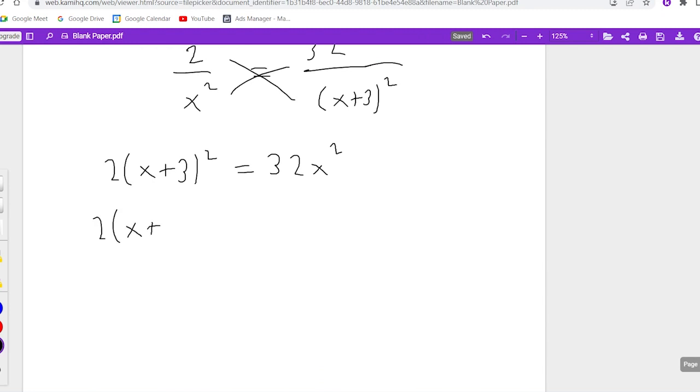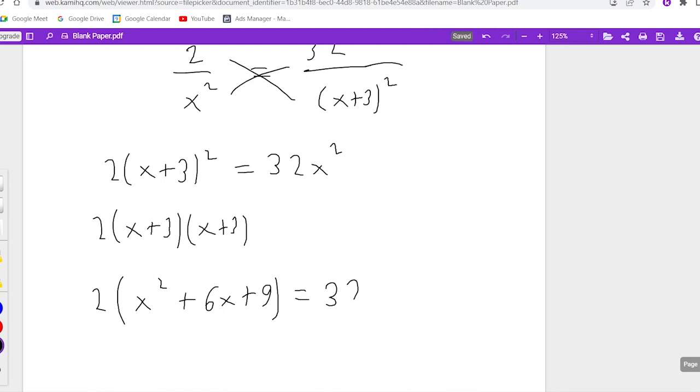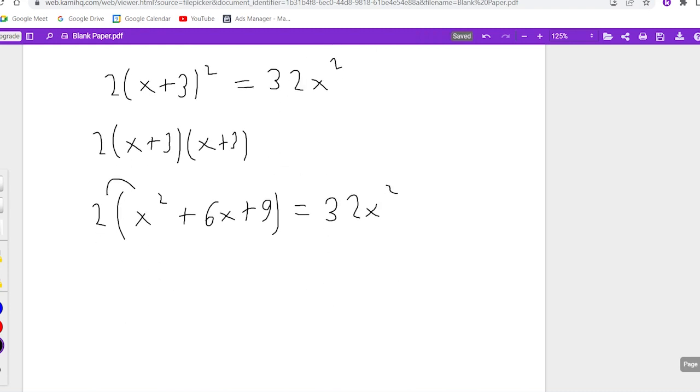So it's like 2x plus 3 times x plus 3, which would be 2 times the quantity, x squared plus 6x plus 9. I'm assuming you know how to FOIL. If not, you're really in trouble. I'm not going to lie. Equals 32x squared. And then on the left, we're going to distribute the 2 to both terms. 2x squared plus 12x plus 18 equals 32x squared.